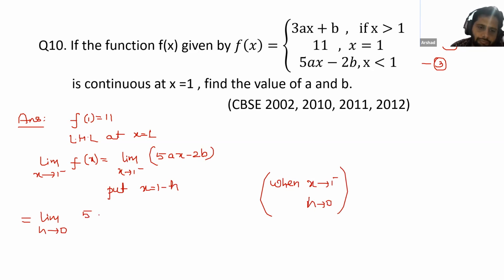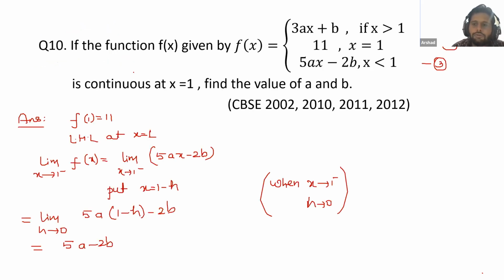Here we will get what? 5a, here put (1 - h) - 2b. Put this limit, so you will get 5a - 2b. So this is LHL. Now similarly, please find RHL at x is equal to 1. So RHL at x is equal to 1. So what will you get here? Limit x tends to 1 plus f(x).